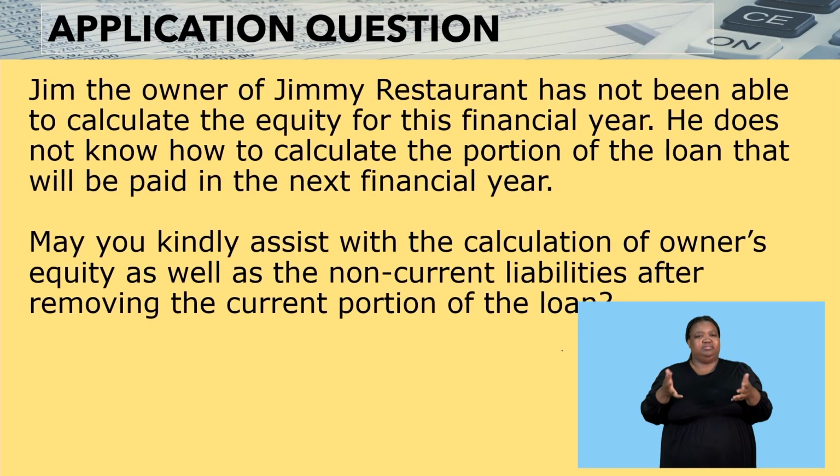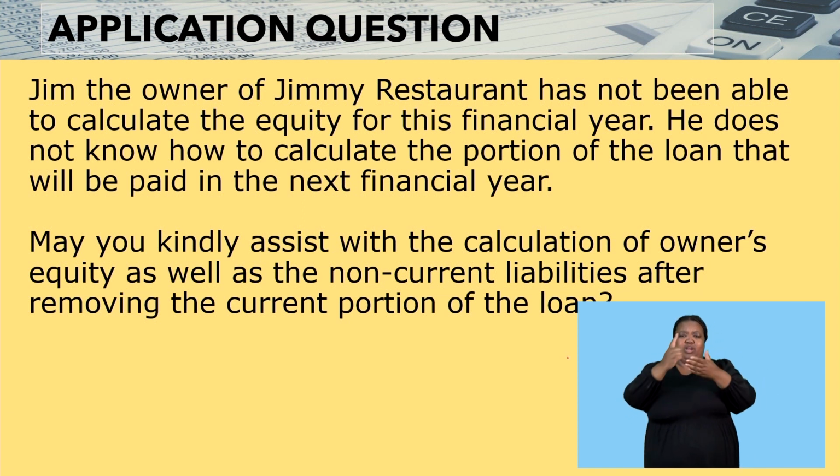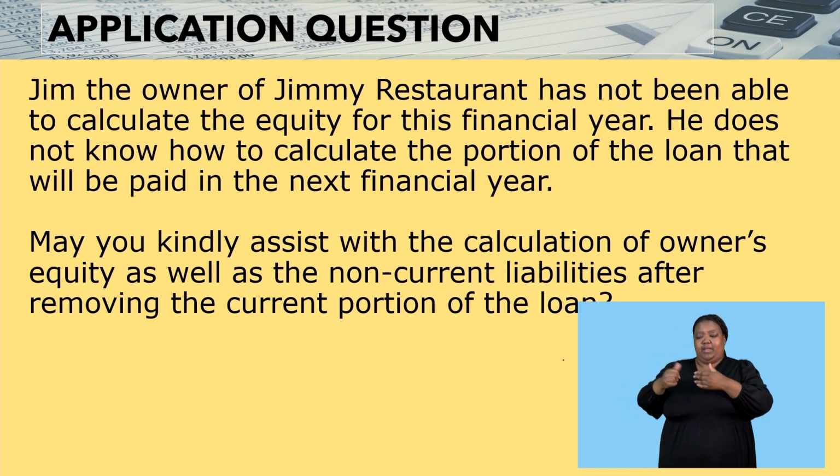The application question that I have for you reads: Jim, the owner of Jimmy Restaurant, has not been able to calculate the equity for this financial year. He does not know how to calculate the portion of the loan that will be repaid in the next financial year as well. May you kindly assist with the calculation of the owner's equity as well as the non-current liabilities after removing the current portion of the loan. That should be easy. Let's see what we can do.